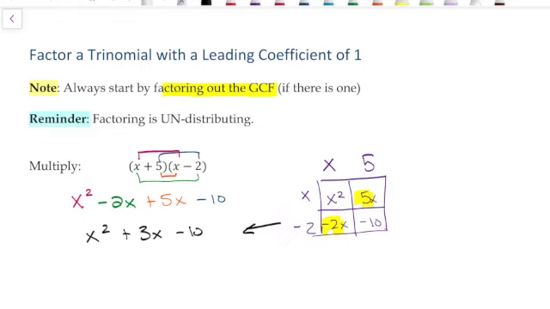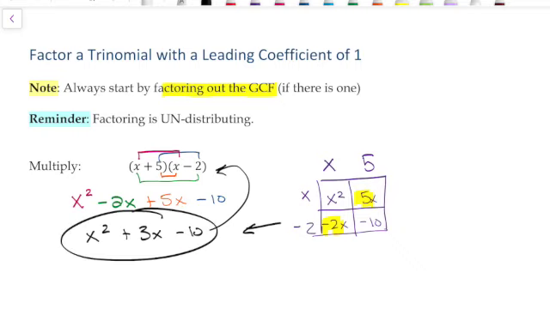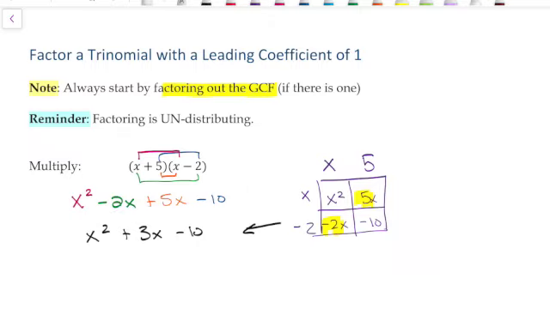Okay, so now my question is, now we've done, this is a review. We are distributing, we're just multiplying. How would we get back to this? If I just gave you this and I said, give me the two factors, x plus 5, x minus 2, how would you do that? So we're going to talk about that now.